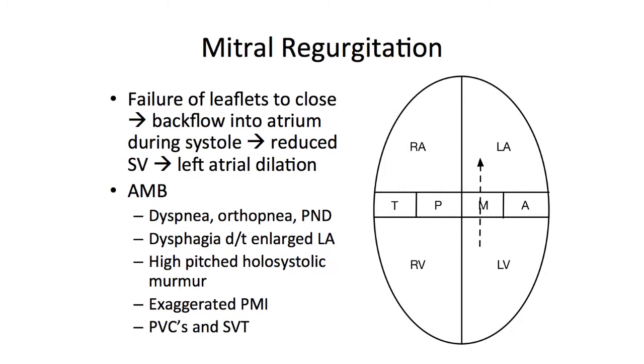Mitral regurgitation involves a failure of the leaflets to close, resulting in a backflow into the atrium during systole. This results in reduced stroke volume and left atrial dilation. It's manifested by dyspnea, orthopnea, and paroxysmal nocturnal dyspnea, dysphagia due to an enlarged left atrium, a high-pitched holosystolic murmur, an exaggerated point of maximal impulse, and you may also see premature ventricular contractions and supraventricular tachycardia.